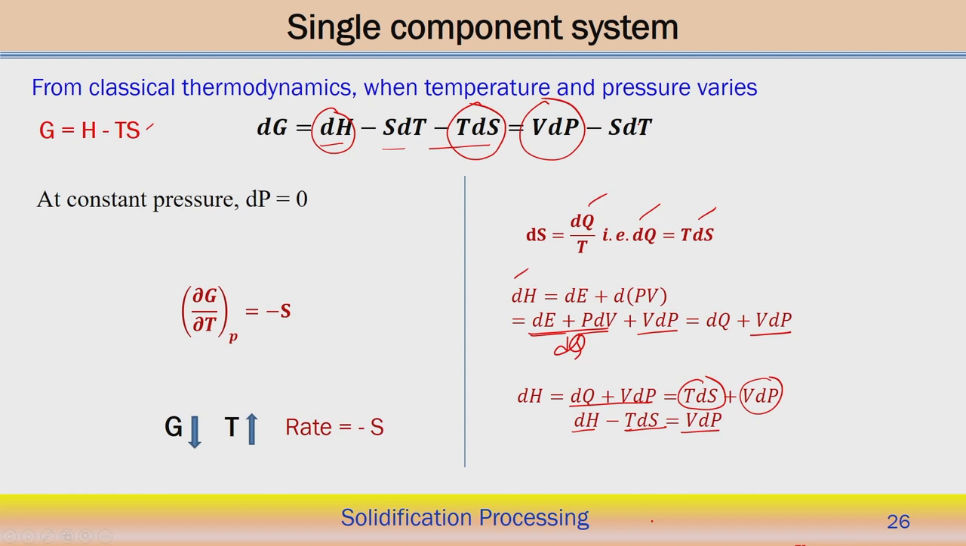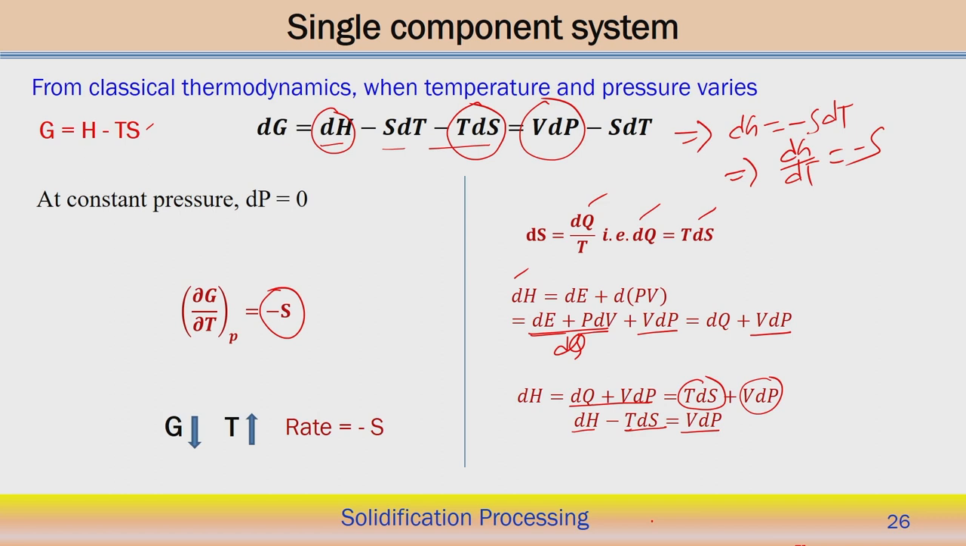Now, at constant pressure, the V dP term will be 0. So, therefore, at constant pressure, dG equals minus S dT. So, from here also we can say that dG by dT equals minus S. So, in a different way also we can prove that the slope of the G curve is the measure of the minus of entropy, that indicates the slope of the G curve, G versus temperature.